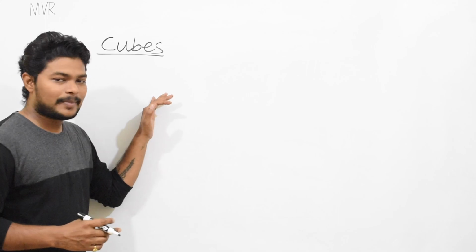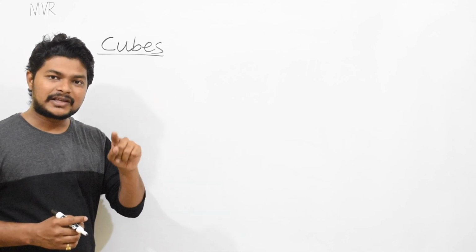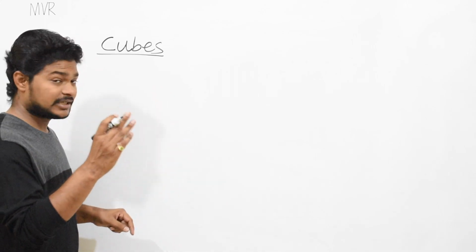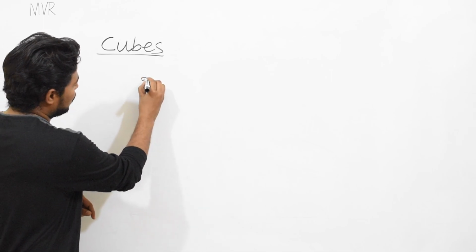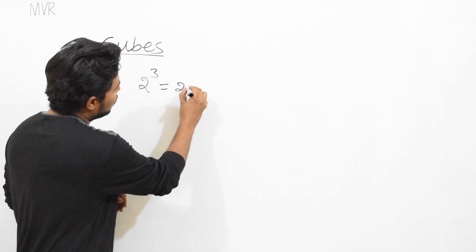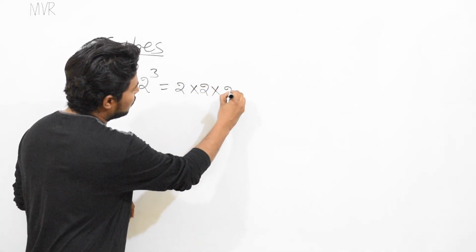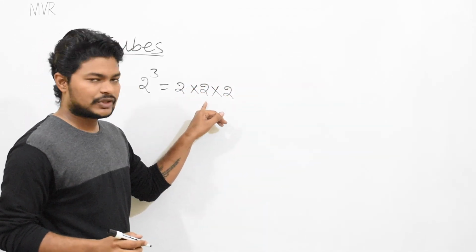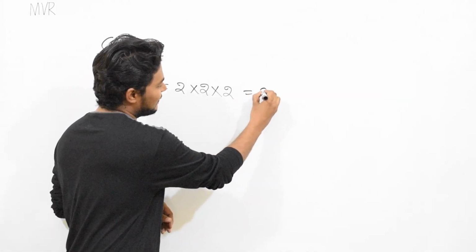Now we will see the cubes. Squares completed, right? Now cubes. Cube is nothing but you need to multiply the number by itself 3 times. For example, take 2 cube. 2 cube equals 2 into 2 into 2. 2 into 2 is 4. 4 into 2 is 8.